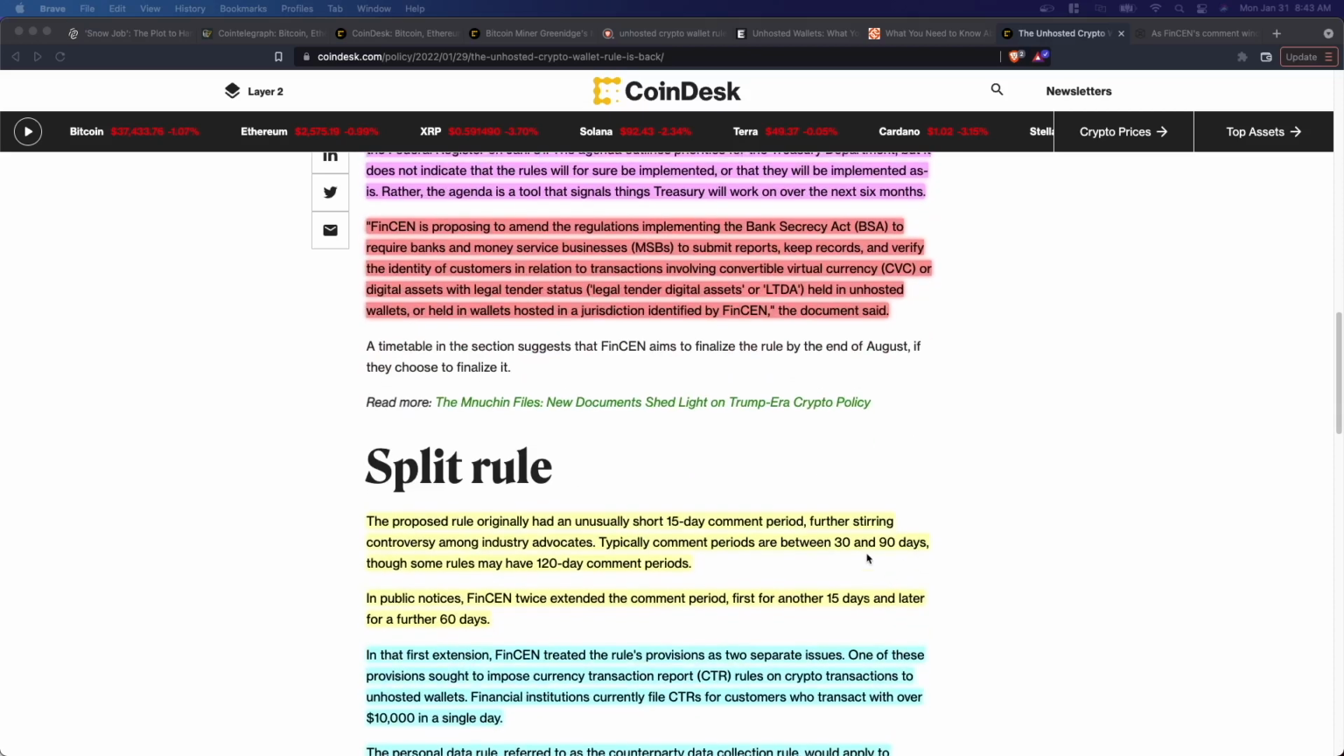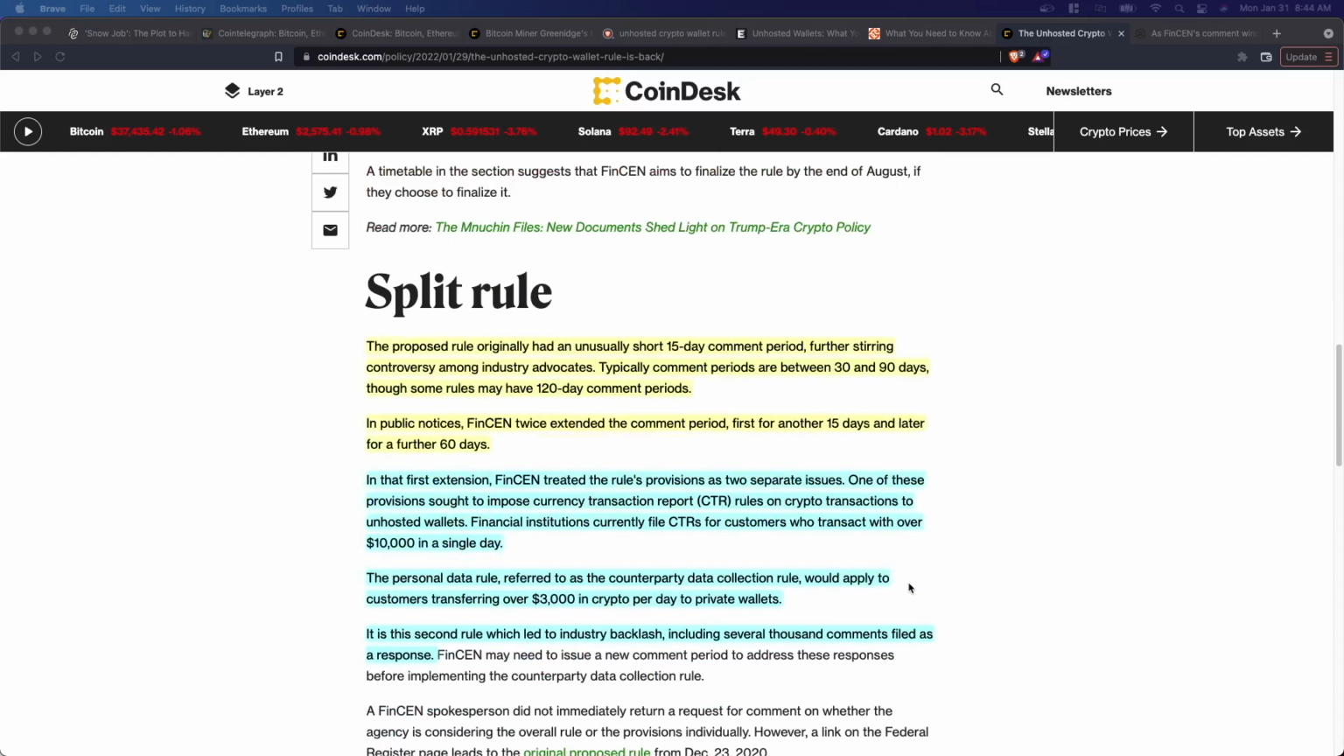Quote, "FinCEN is proposing to amend the regulations implementing the Bank Secrecy Act, or the BSA, to require banks and money service businesses, MSBs, to submit reports, keep records, and verify the identity of customers in relation to transactions involving convertible virtual currencies, known as CVCs, or digital assets with legal tender status, legal tender digital assets, or LTDAs, held in unhosted wallets or held in wallets in a jurisdiction identified by FinCEN," the document said.